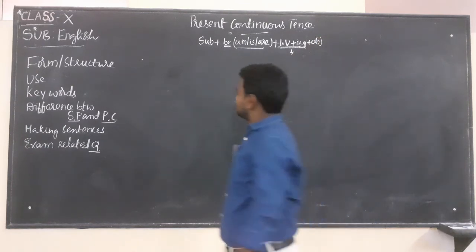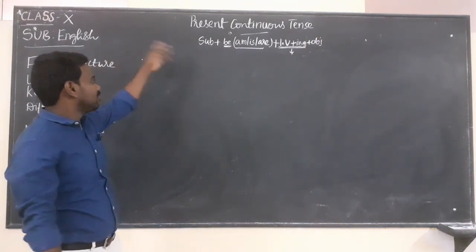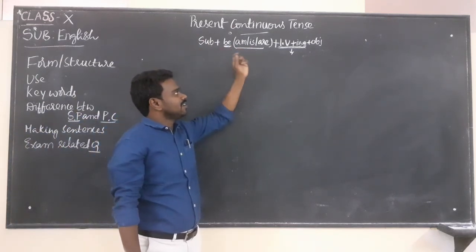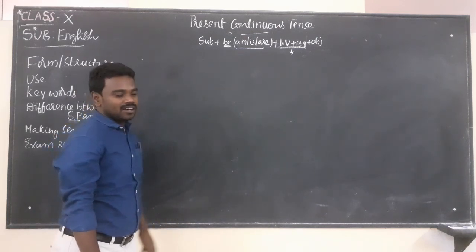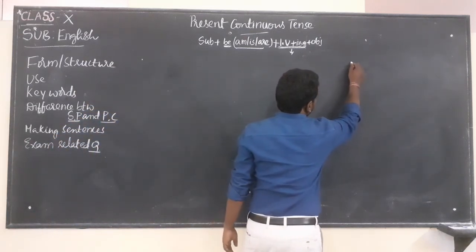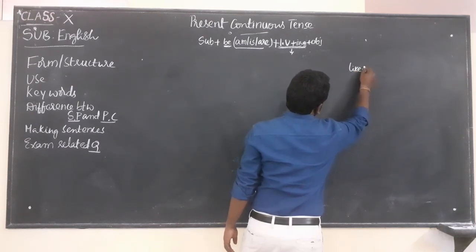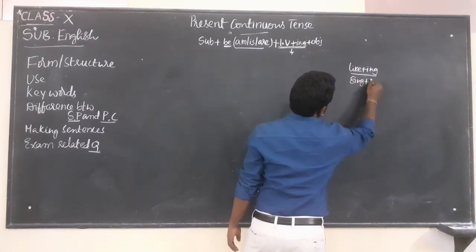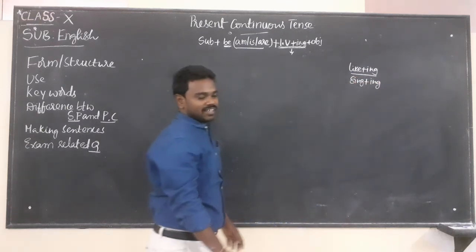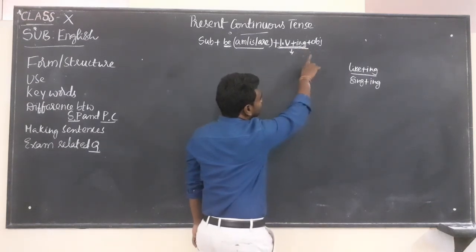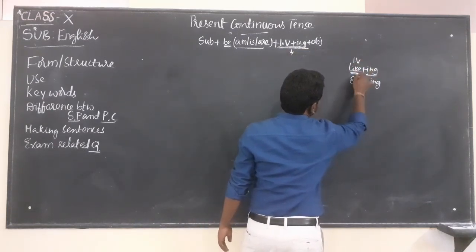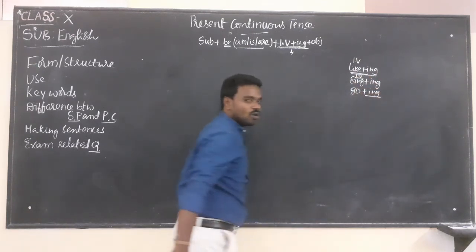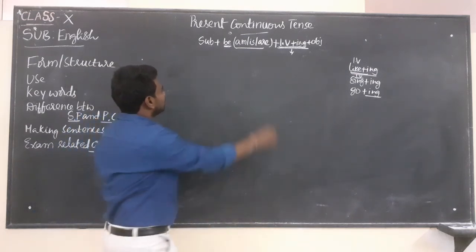Now recall the structure: subject, B form, which is nothing but am, is, are, first form of a verb plus ing form, plus object. For example, when I add ing to like, it becomes liking. If I add ing to sing, it becomes singing. Sing is the first form. For another example, go is the first form, and I can add ing: going.